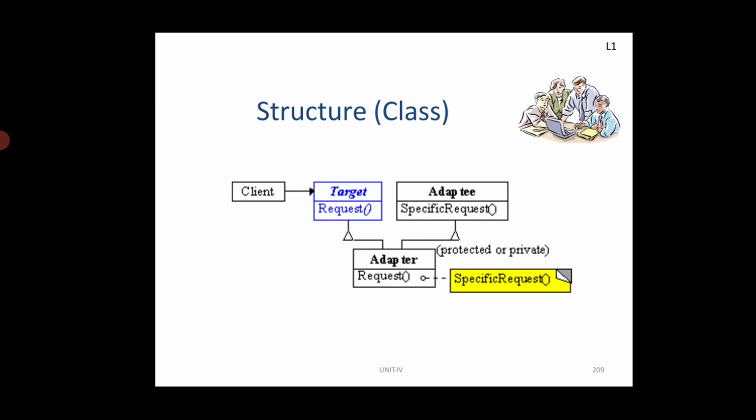Look at this: a client, a target with a request operation, and an adaptee with a specific request, a domain specific request function. A class adapter here uses multiple inheritance to adapt one interface to another. The adapter request function can have access specifiers private or protected. We need to return the specific request. This is the class structure.